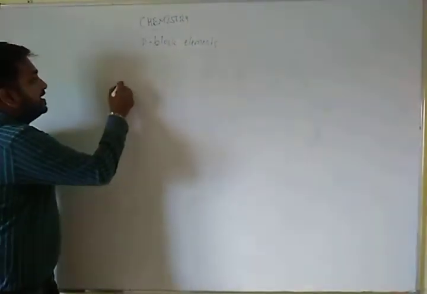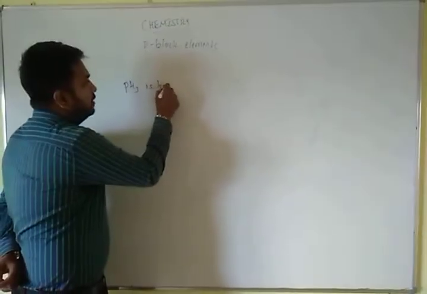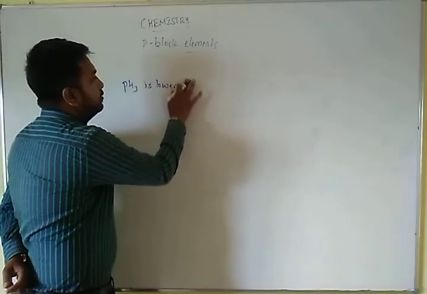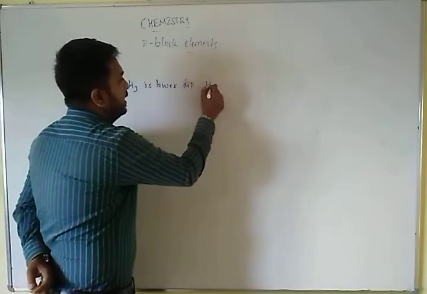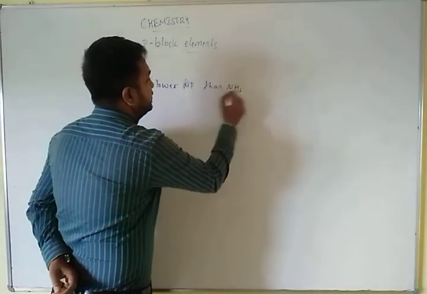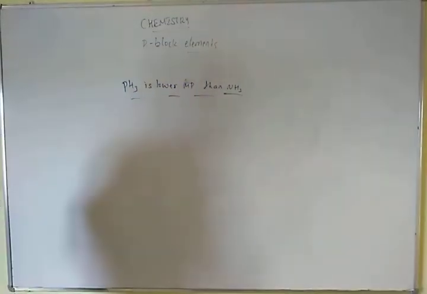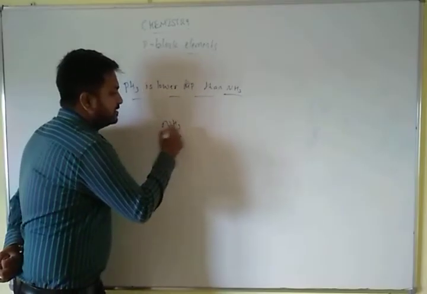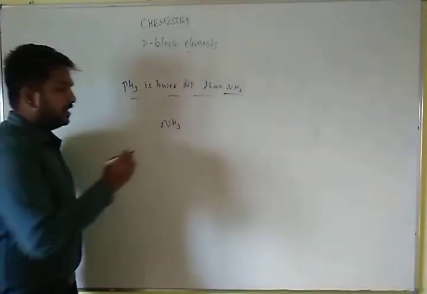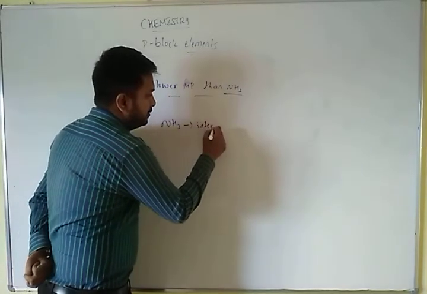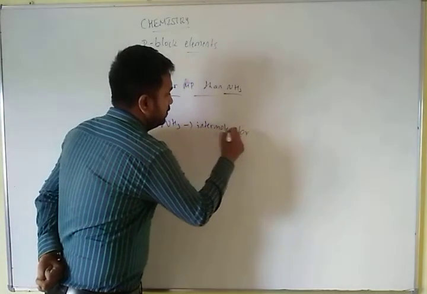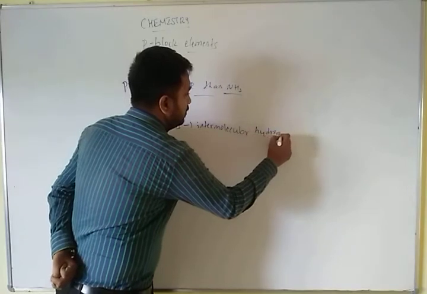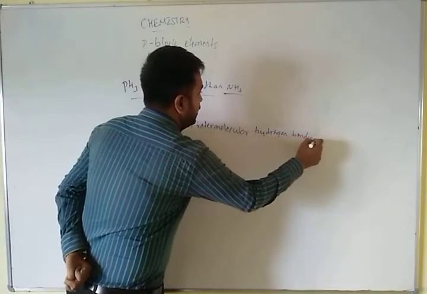PH3 has a lower boiling point and a lower melting point than NH3. Why is it so? PH3 has a lower boiling point than that of NH3. It is because NH3 forms intermolecular hydrogen bonding.